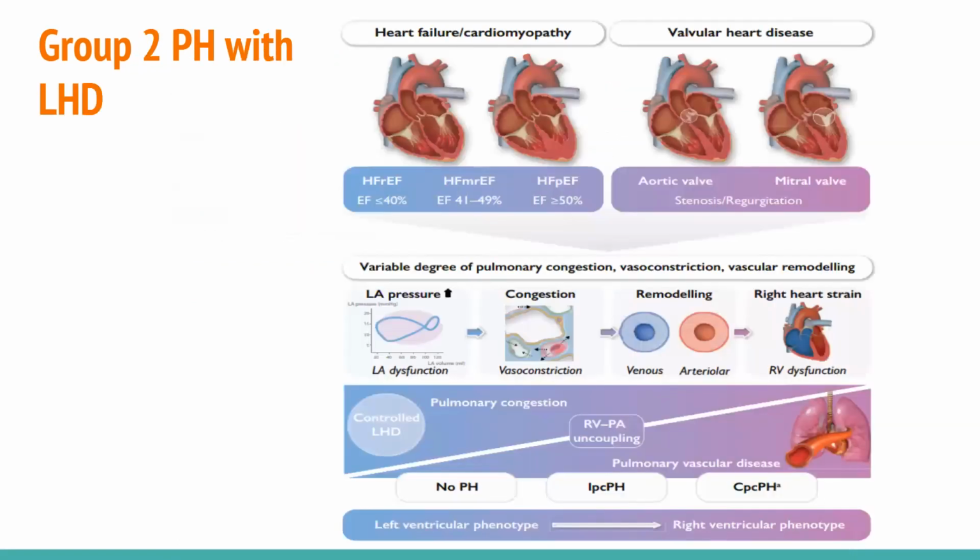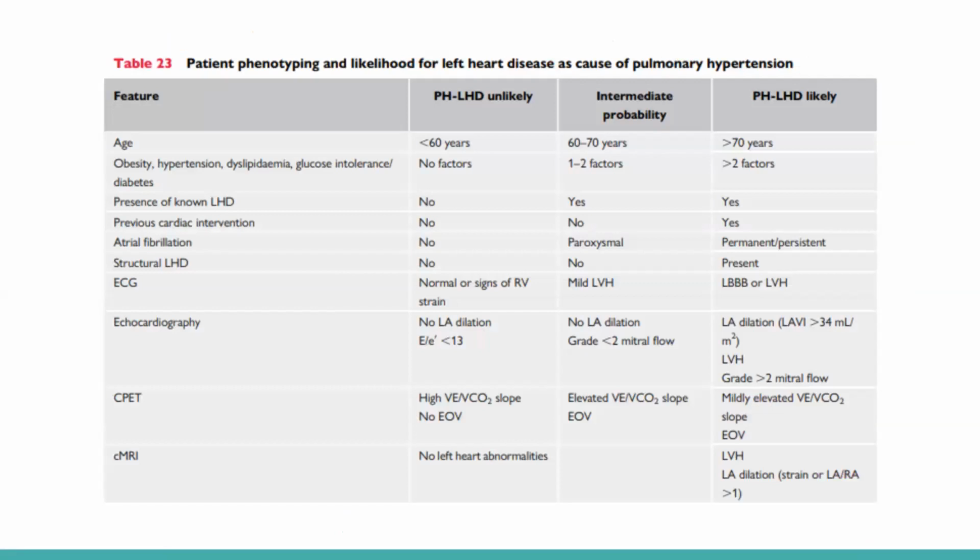This is a similar thing. The group 2 patients, who have left heart disease, basically left heart failure and other valvular heart disease, are progressing into PH. This is about the phenotyping of the patient.